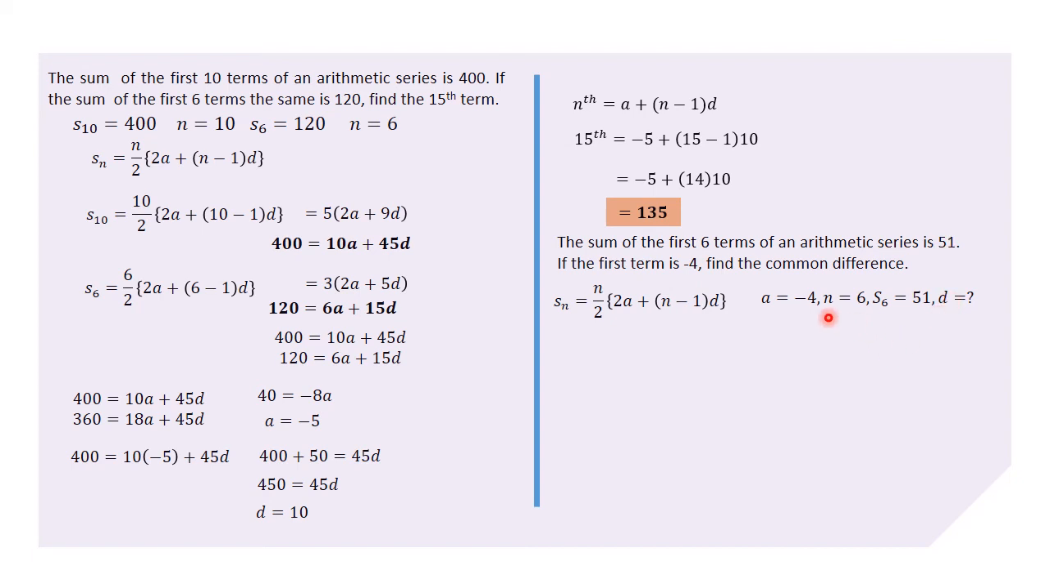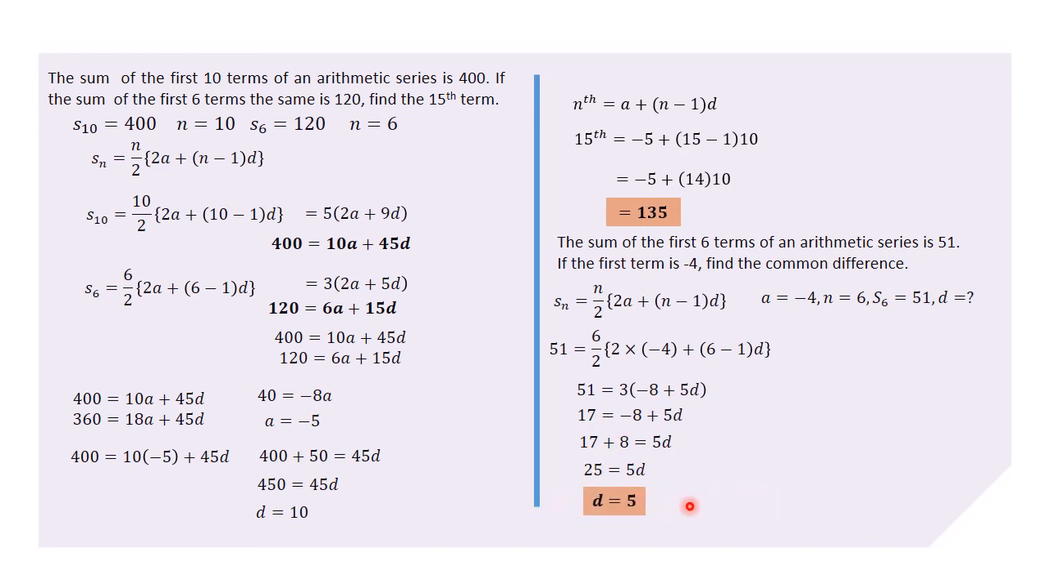So you just need to put the values that you're given in the formula appropriately and simplify. Like this, we have 51, which is the sum of the first 6 terms, is 6 over 2, in brackets 2, in brackets minus 4, plus 6 minus 1, in brackets, and then d. Just need to simplify that. And so we move as follows. We have it this particular way. You can divide both sides by 3, you get 17 is equal to minus 8 plus 5d. Simplifying, we get the value of d to be 5.